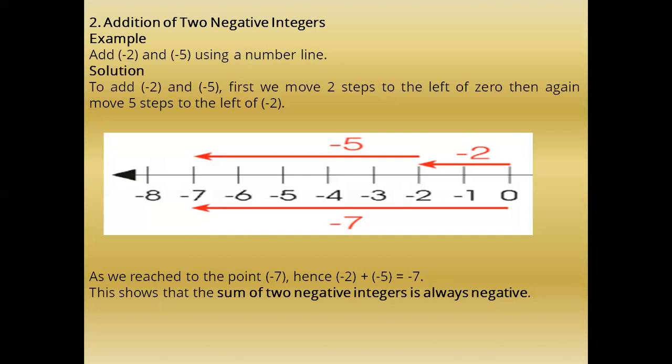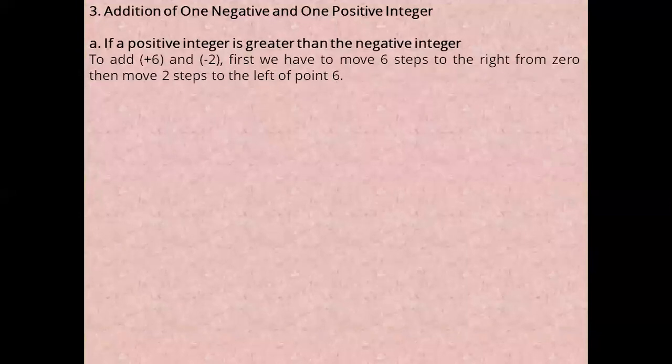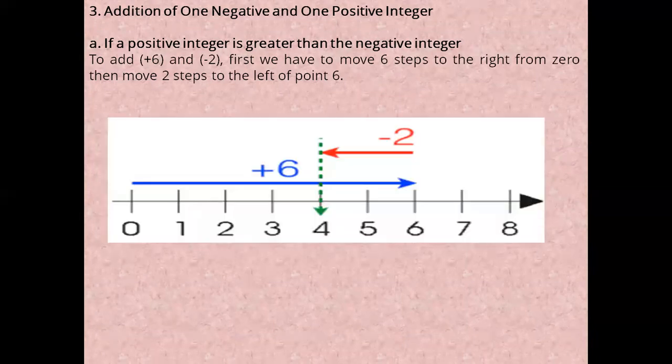So minus 2 plus minus 5 equals minus 7. And this shows that the sum of two negative integers is always negative. Then addition of one negative and one positive integer. If a positive integer is greater than the negative integer, to add plus 6 and minus 2, first we have to move 6 steps to the right side from 0. So this is from 0, 6 steps to the right side.